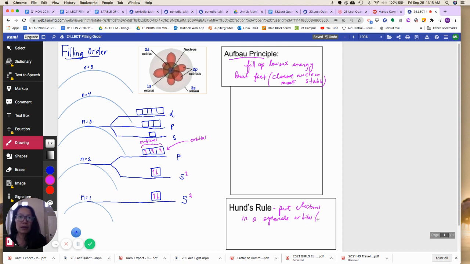That means the boxes, right? In each box first, and they must have the same spin. Of course, all pointing up or all going down, doesn't matter, before you double them up.